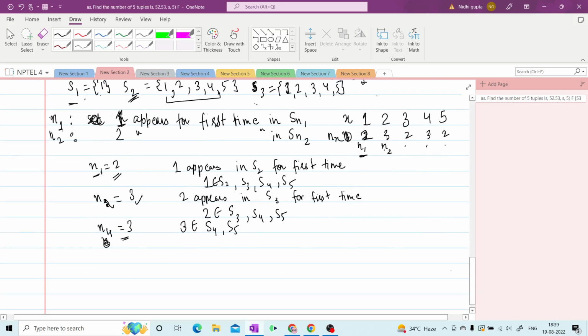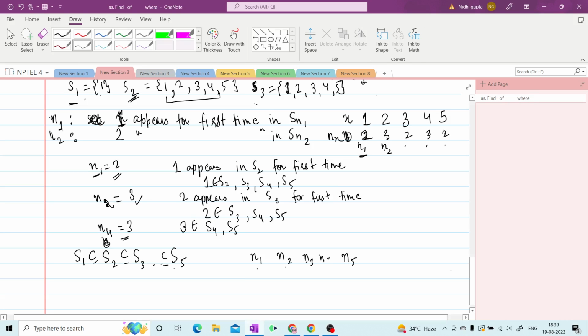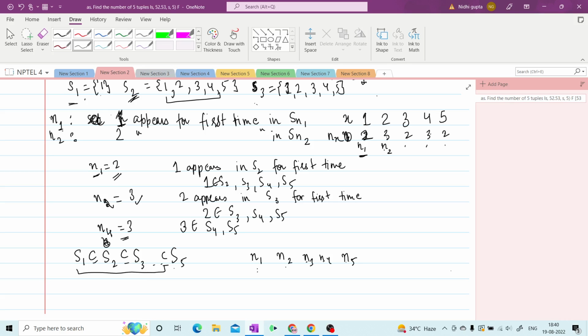Now, if we have to find the tuple S1, S2, S3 like this, it is sufficient to give these numbers n1 till n5, right? Because if we know n1, n2, n3, n4 and n5, we know where each of these ones are appearing for the first time. And if we have these, we can construct this tuple in the following manner, like we constructed above.